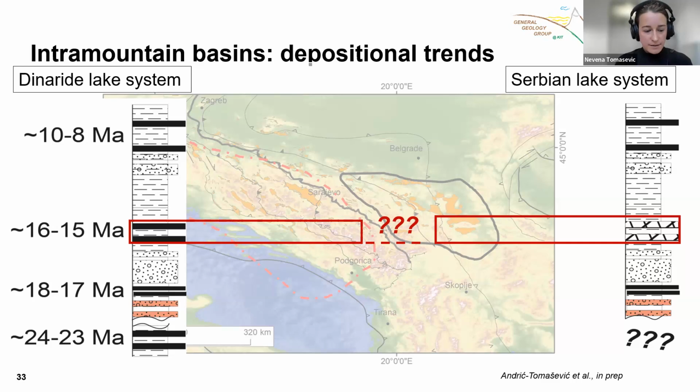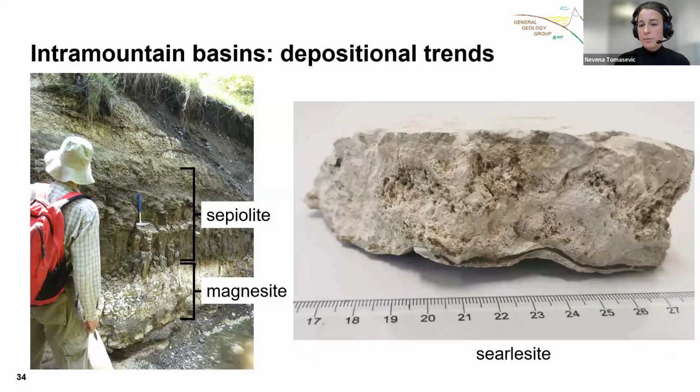By looking at the detailed sedimentary logs in those lakes, it seems that somewhere around mid-Miocene, for the Dinaric lake system, we know that certain basins record deposition in a more humid environment represented by coal successions, like in the Gacko Basin. While in the Serbian lake system, those lakes record basin-wide evaporitic successions, which are represented by sepiolites, magnesites, searlesites, trona, shortite, and other evaporitic minerals.